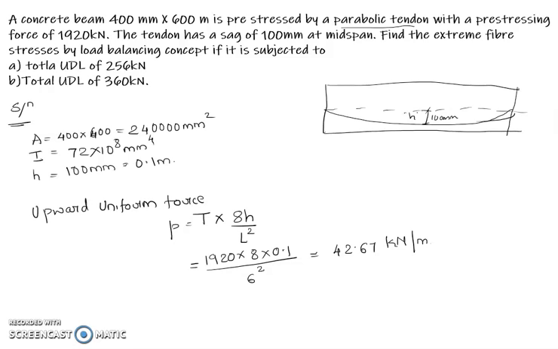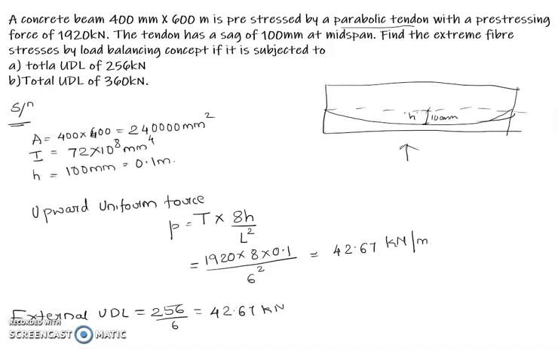So this is the uniform upward force on the tendon. Now, what is the external UDL? This is the upward force of the tendon. Now we will see what the external UDL is here. External UDL is the total UDL. In the first case it is given as 256. So the external UDL will be equal to 256 divided by 6. This is the total value, so when we divide it by the span, we get it in terms of kilonewton per meter.